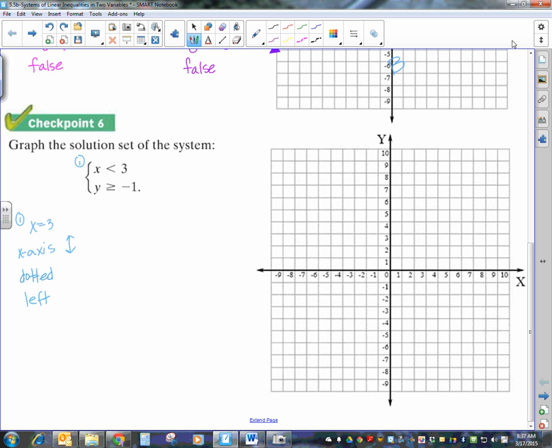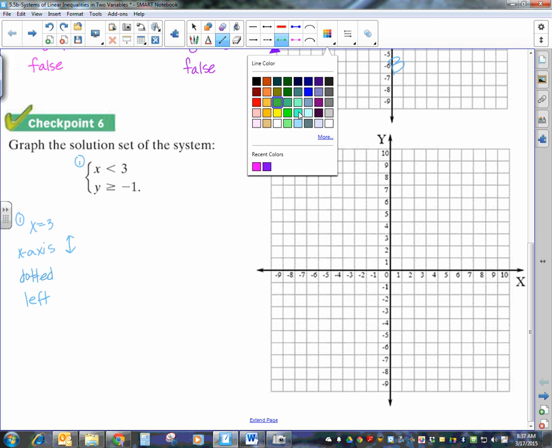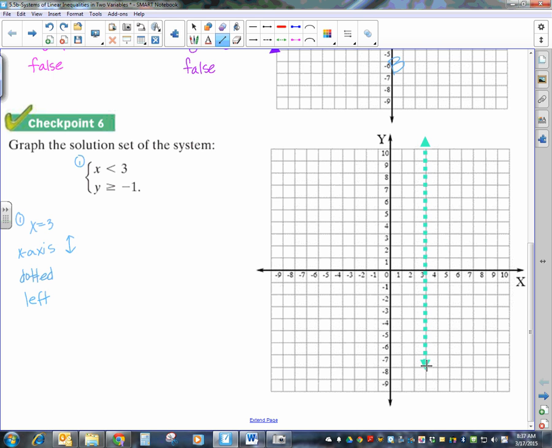Okay, and we can actually go ahead and do that one. So that means x equals 3. It's going to be a dotted line at x equals 3. So we've got this right here. And as we said, we're going to shade to the left. So that's going to point this way.